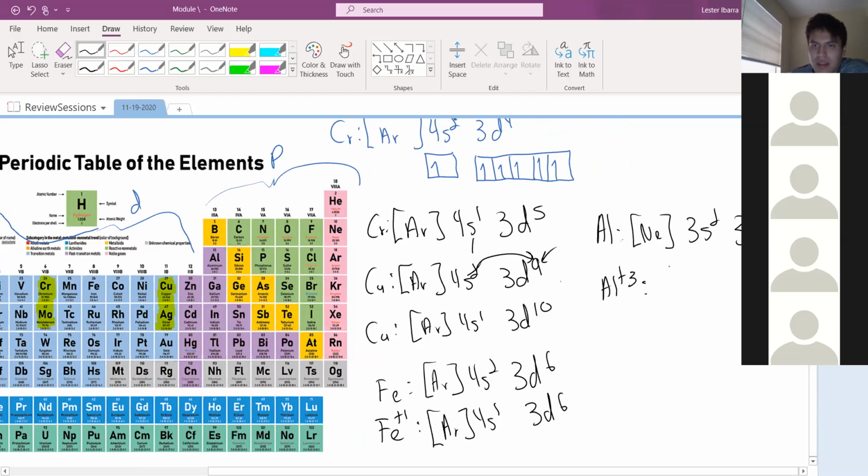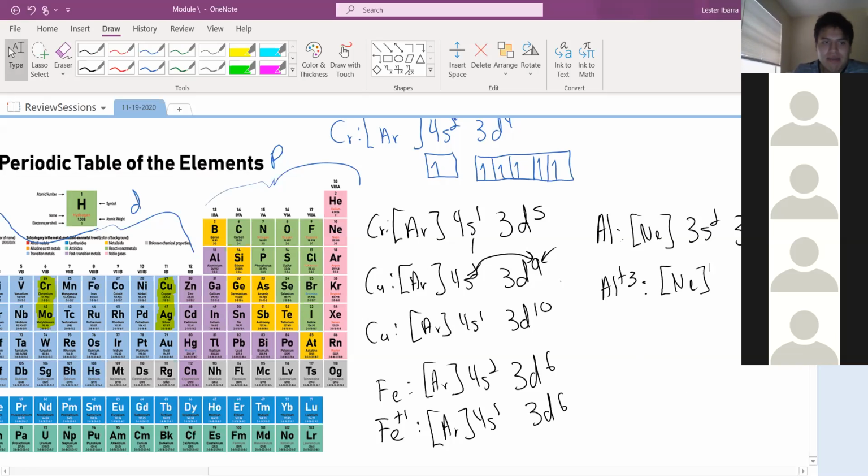You'd start with neon, and then, yeah, that's it. We just get rid of the last 3 electrons, and that basically finishes the problem for aluminum plus 3.